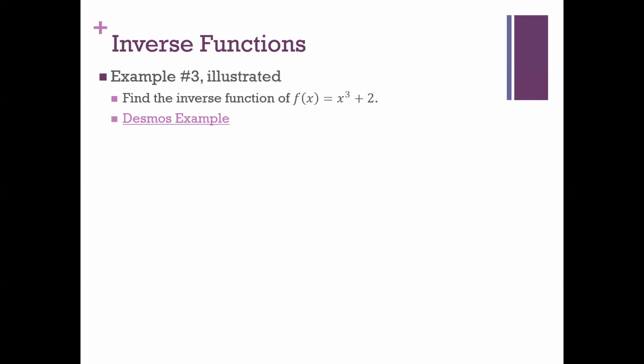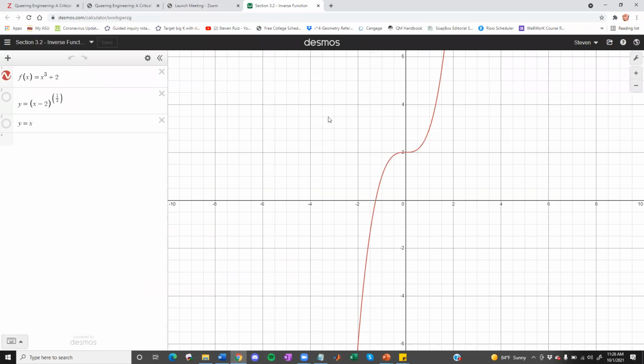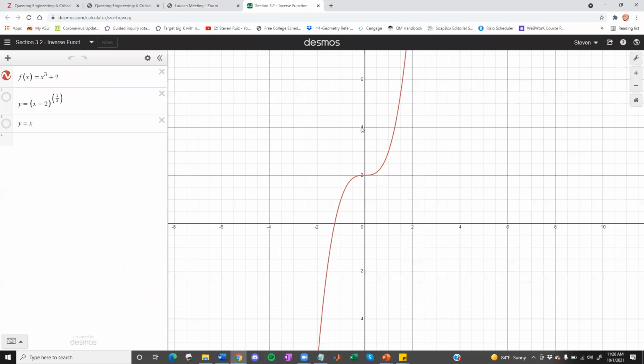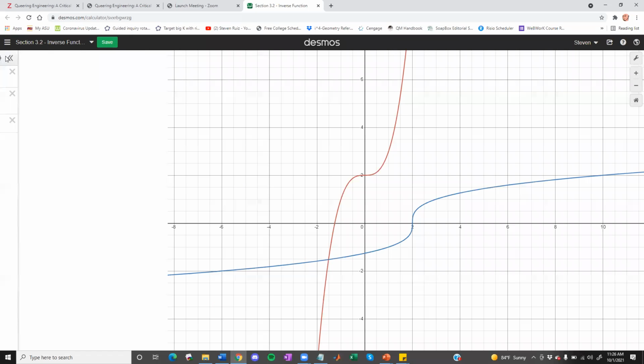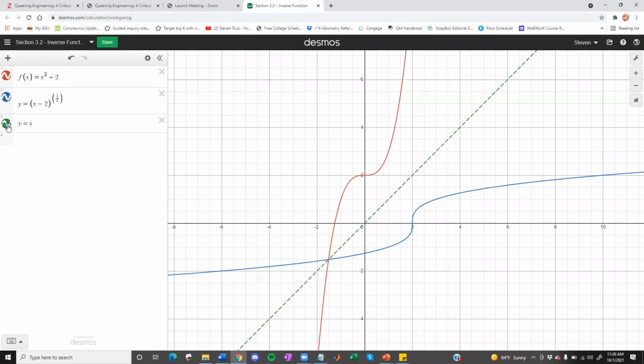All right. One thing I wanted to show you, open up Desmos. So this right here in the red is f of x equals x cubed plus 2. This right here is the inverse. If you look at a function and its inverse, what do you notice about how the graphs are related to each other? Or maybe what do you remember about how the graphs are related? They're flipped over y equals x. Do we know why that is?